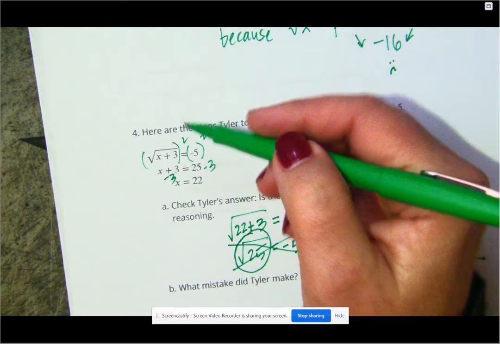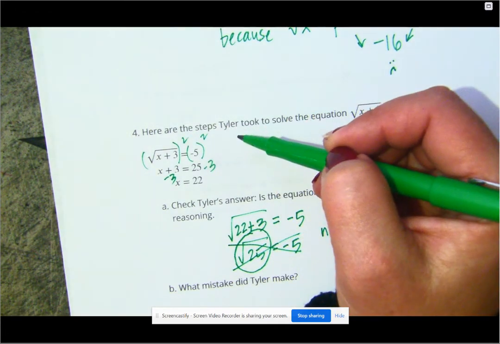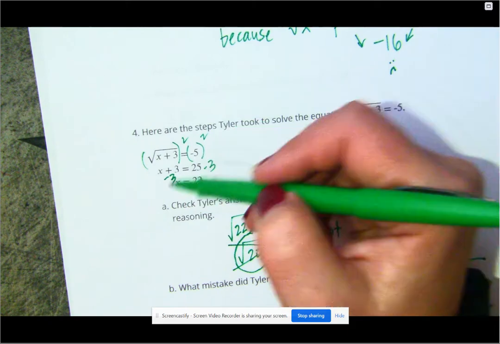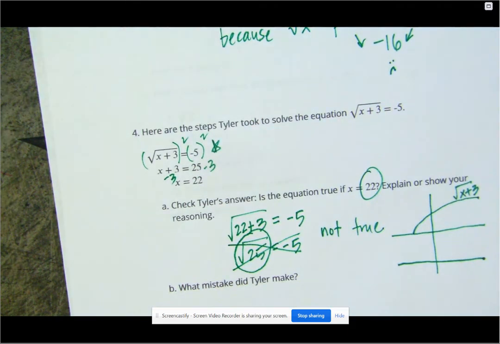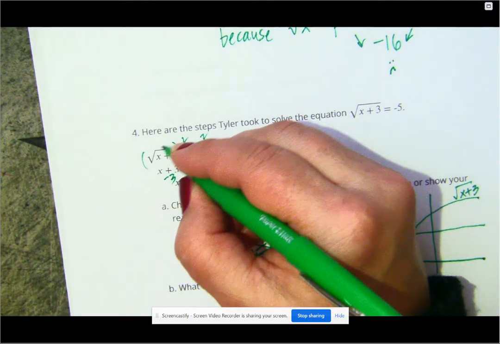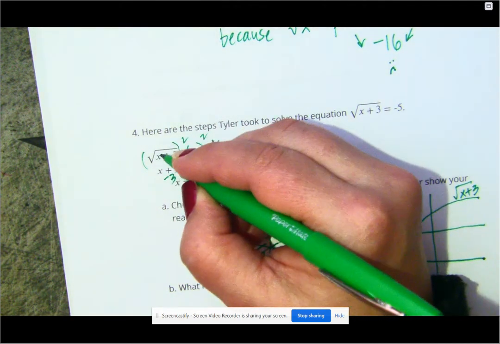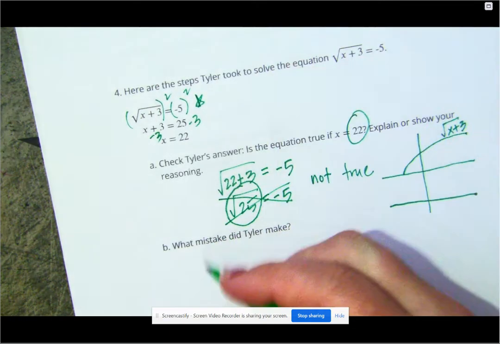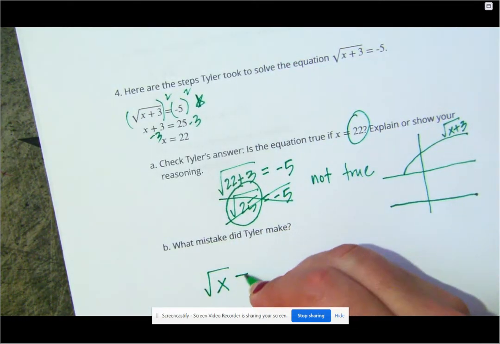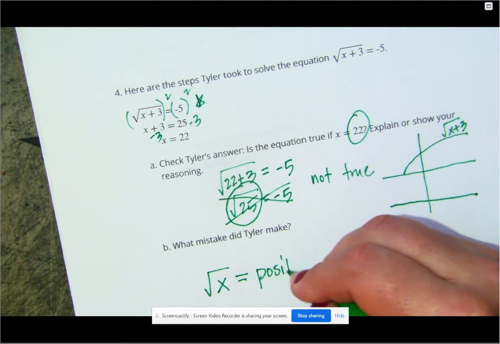I mean, these mathematical moves are solid. He did the same thing to both sides. That's all right. But the mistake is right here. He shouldn't have even started this. The square root is a positive number. It cannot equal a negative. So it's the same reason as we put on number 3. The square root of x has to equal a positive number.